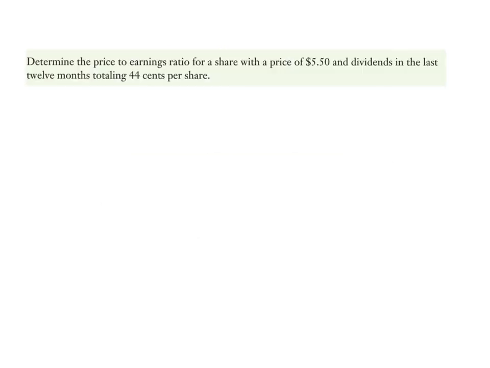So let's do an example. Determine the price to earnings ratio for a share with a price of $5.50 and dividends in the last 12 months totaling 44 cents per share. So setting up, we've got the price to earnings ratio, which I simply refer to as price to earnings, equals the share price, which is the $5.50 over the dividend.